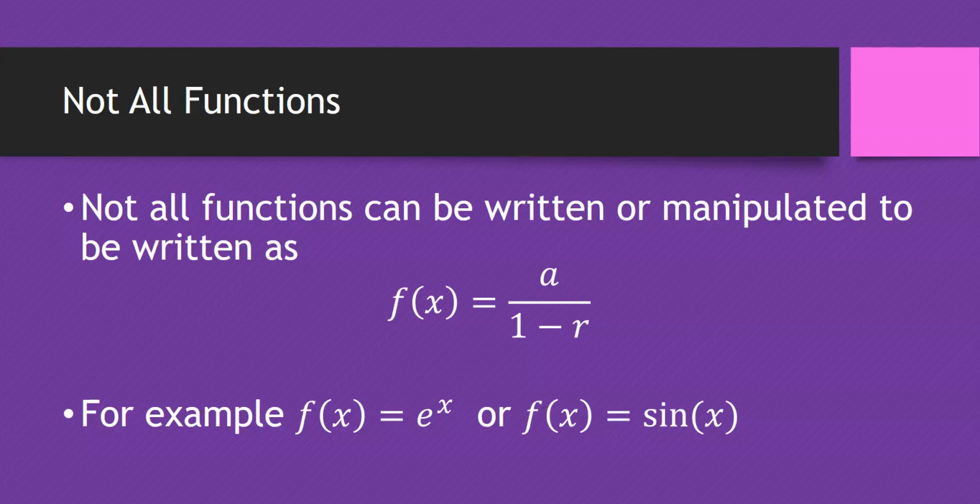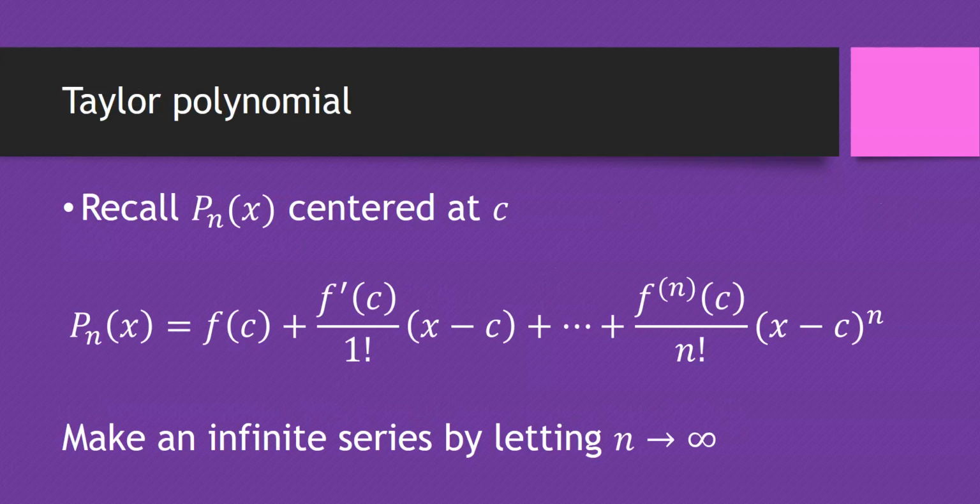Now, our other method actually comes from what we did in section 9.7, and that looked at Taylor polynomials. Recall that the Taylor polynomial centered at c looked like this. Each coefficient of the term was the nth derivative evaluated at c divided by n factorial, multiplied times x minus c to the nth power.